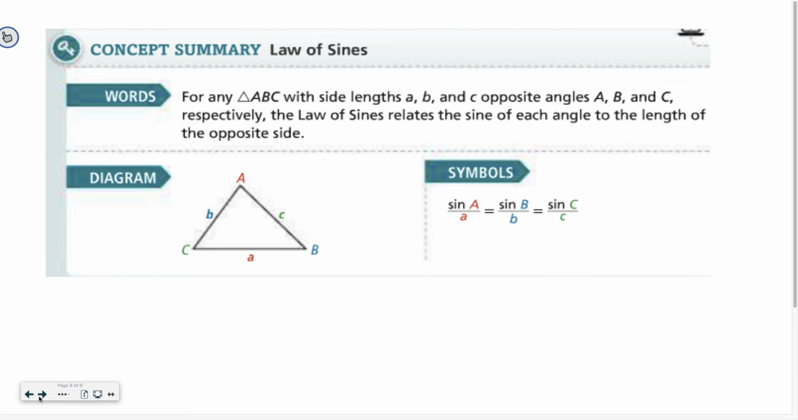Tomorrow we'll talk about law of cosines, which also works with non-right triangles.